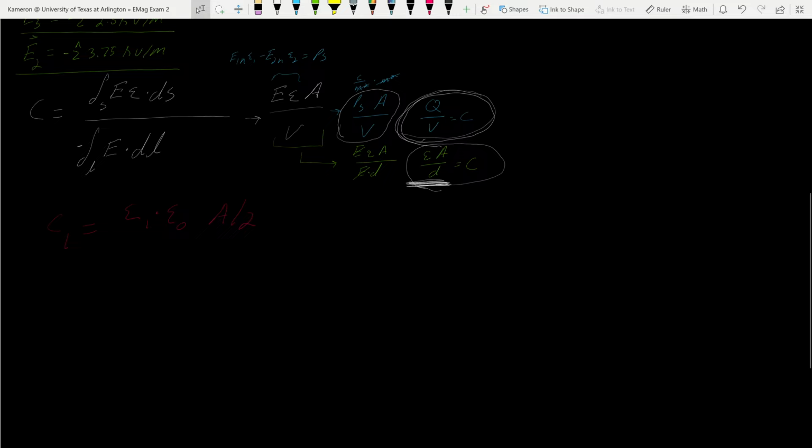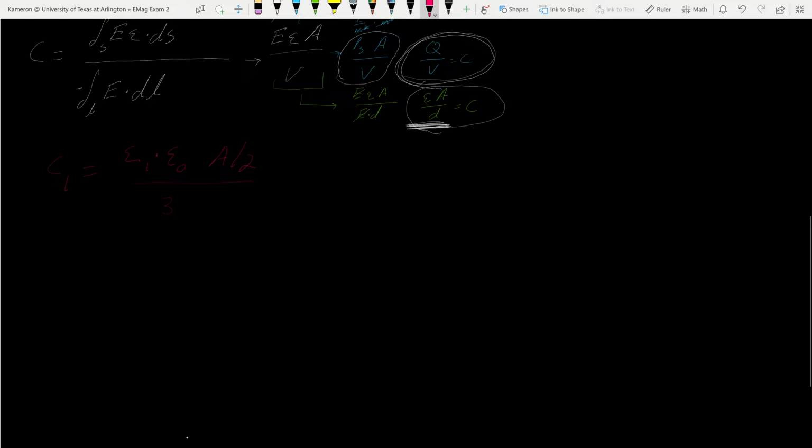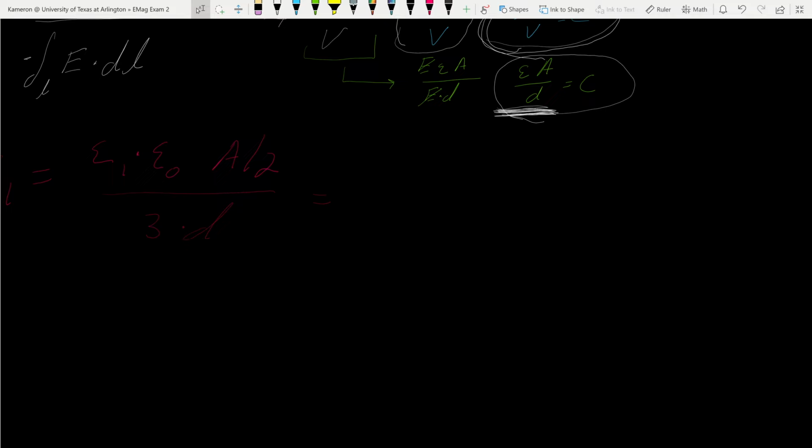And divide that by 3D. And that will give us an answer, if you plug this all in, of 19.1837 picofarads.